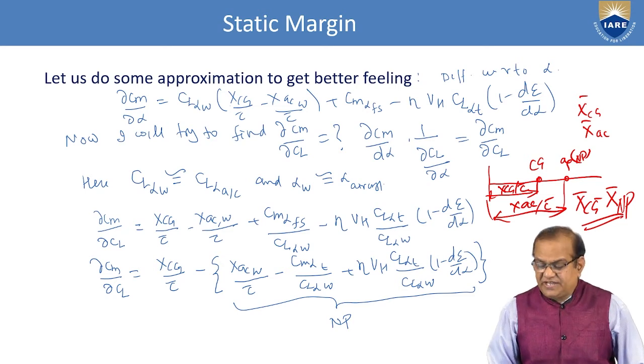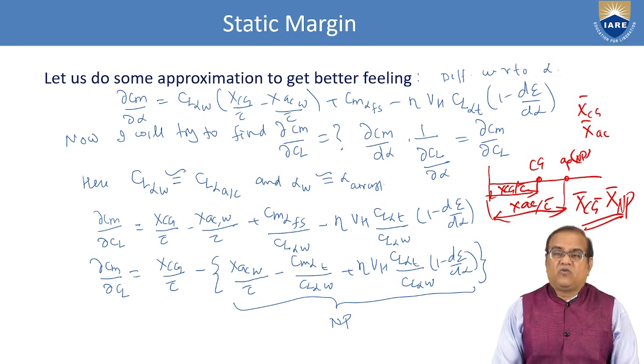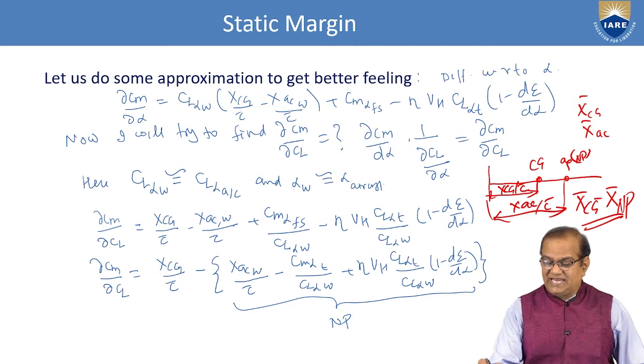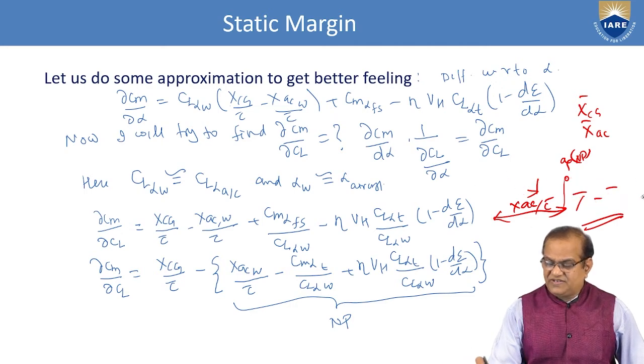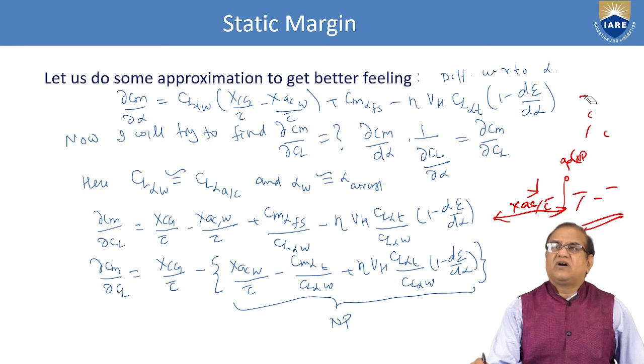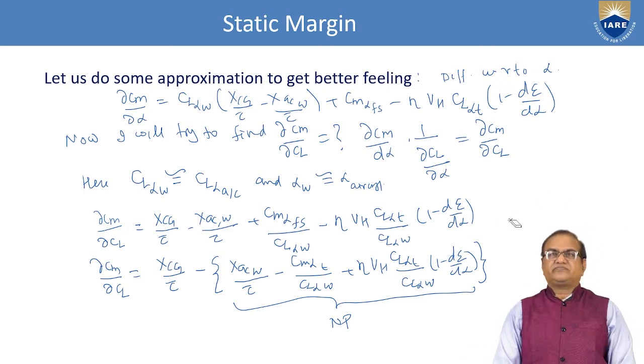This is a very important parameter to understand how much stability we have. The more static margin you have, the more stability will persist in the system. So as a design engineer, we have to understand how much static margin should be present in the aircraft system, and accordingly we have to see it.